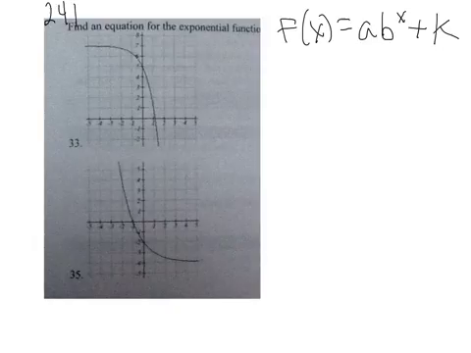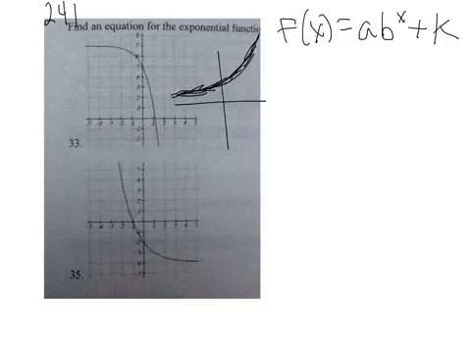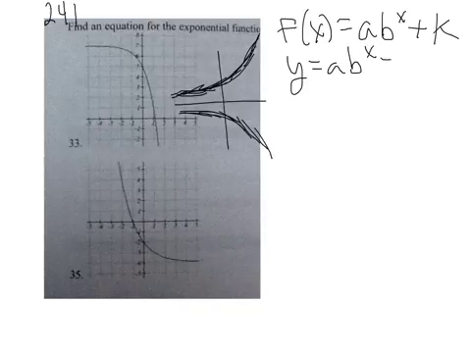What I'm seeing here is that normally exponential functions have the x-axis as a horizontal asymptote, and even if it's been reflected, as this one in number 33 has, we know A is going to be negative, but it's also been shifted up. So instead of having the horizontal asymptote at the x-axis, it's been shifted up to 7. That tells me K is going to be 7, so I can write y equals a b to the x plus 7.